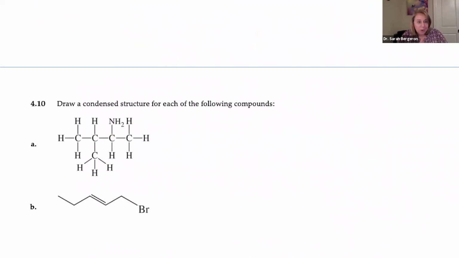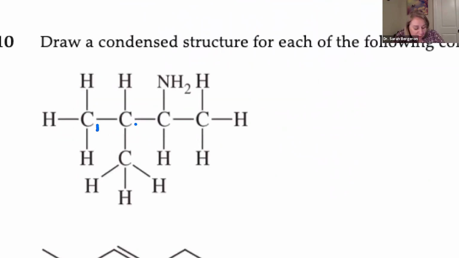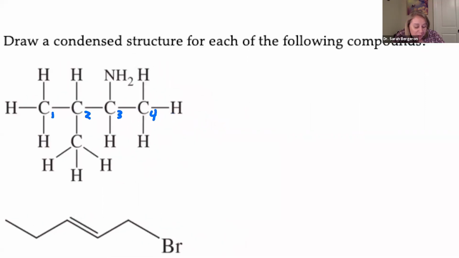Okay, 4.10. Draw a condensed structure for each of the following compounds. Let's number our carbons: 1, 2, 3, 4. For a condensed structure, we're not going to show bonds unless they're branching off of the main chain of carbons.